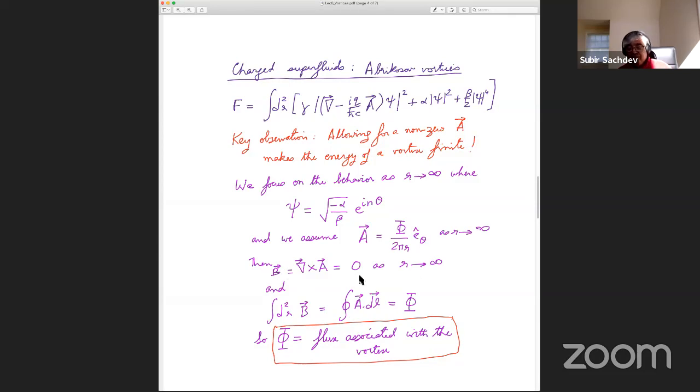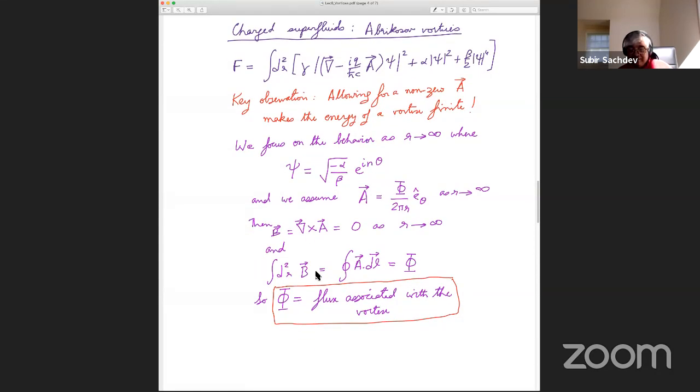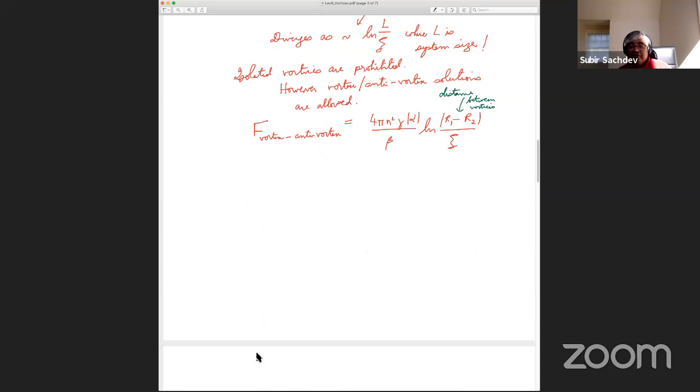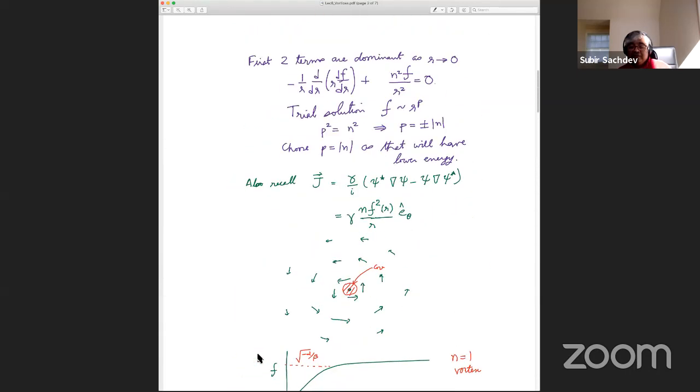That's just zero. Okay. However, that doesn't mean the field is zero everywhere, because the field over all space, d2r B, by Stokes' theorem is a line integral of A dot dl on some curve that is very far from the core of the vortex.